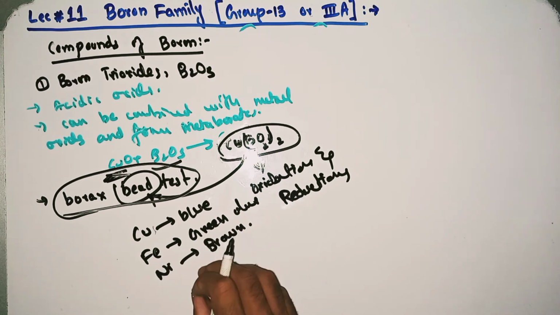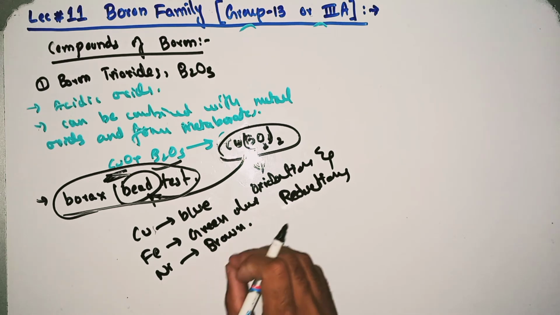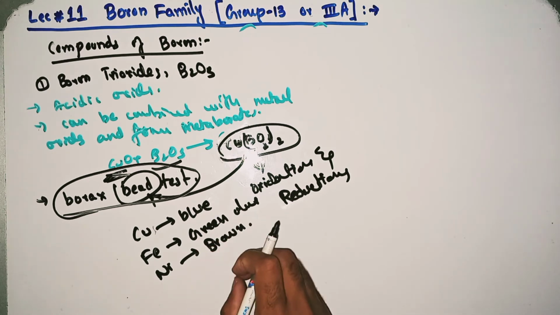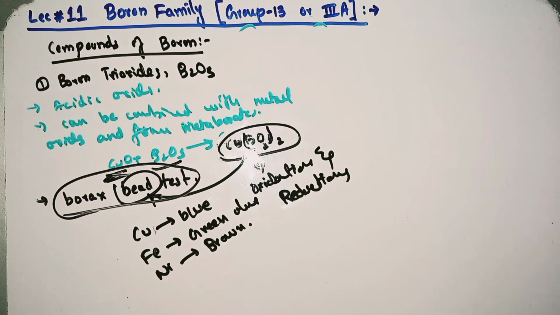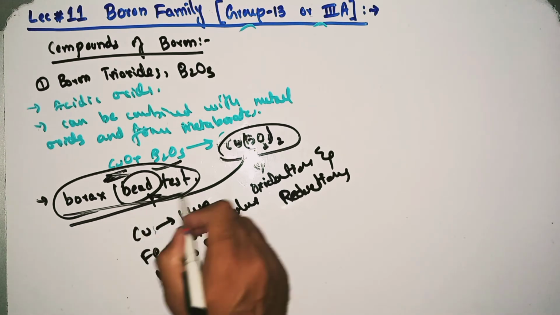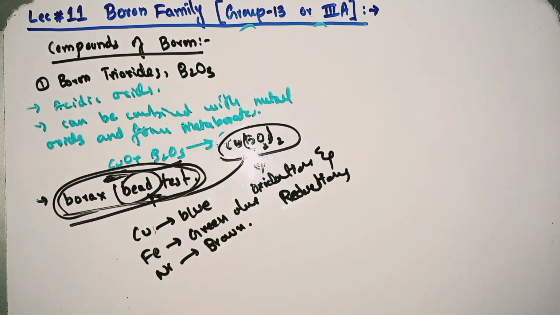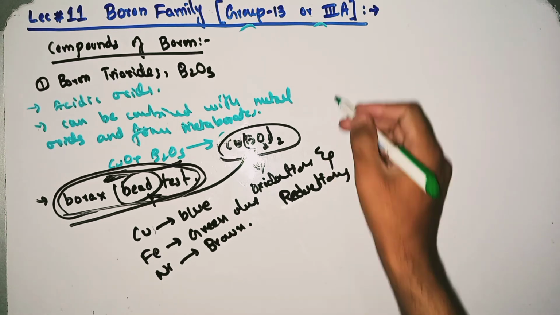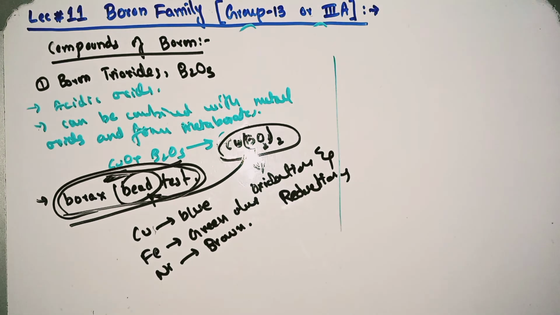There are some other metals that can also show blue, green or brown colors that are similar, but that is a very large, very broad topic. I'm not going into that topic now, I'm just clarifying what the borax bead test is. I hope it is clear now. Let's do some examples on the borax bead test.